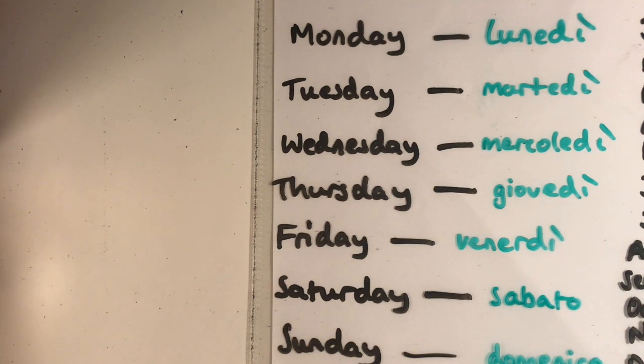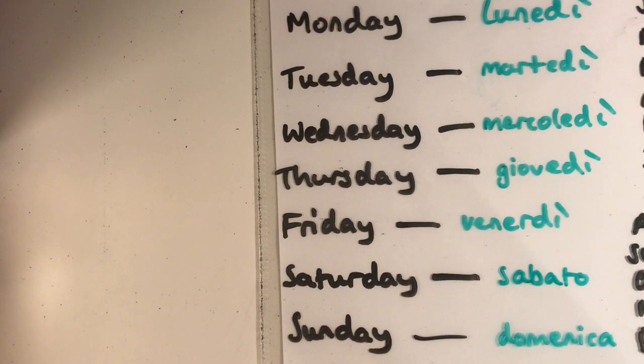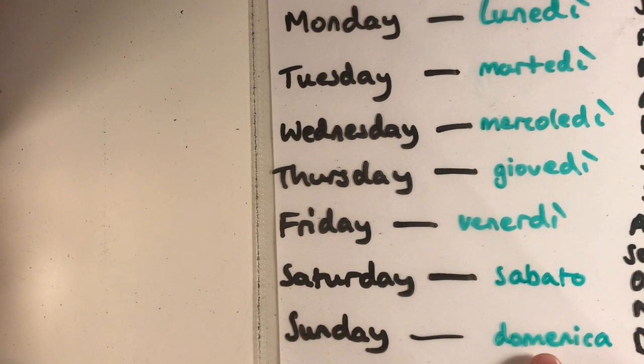Monday is lunedì. Tuesday is martedì. Wednesday, mercoledì. Thursday is giovedì. Friday, venerdì. Saturday, sabato. And Sunday is domenica.